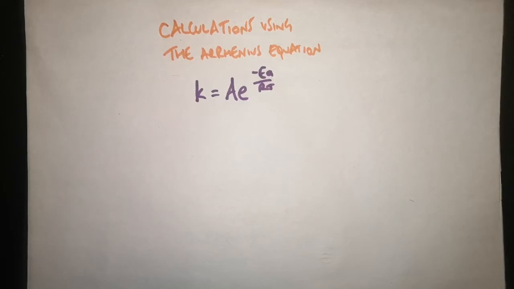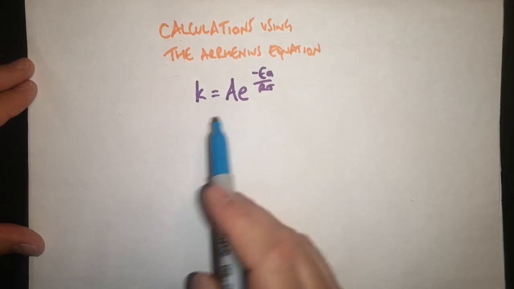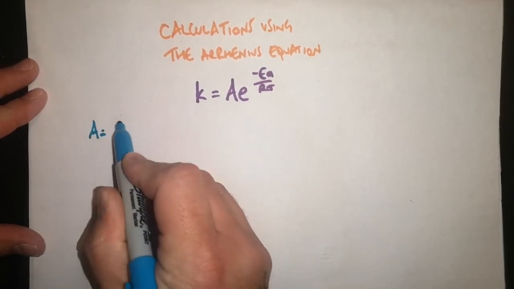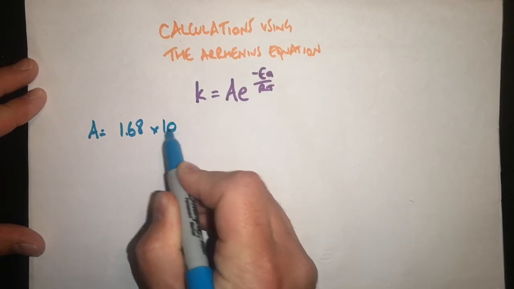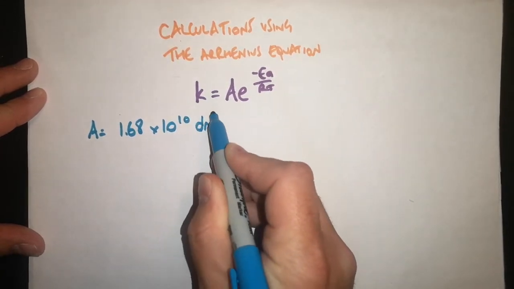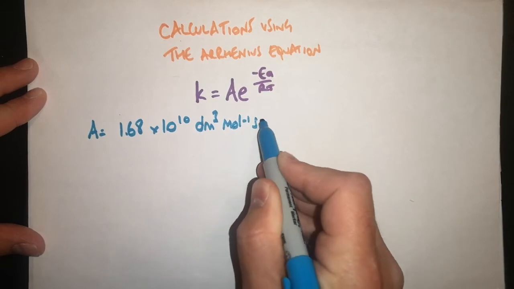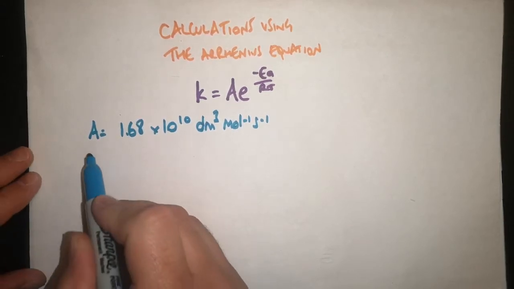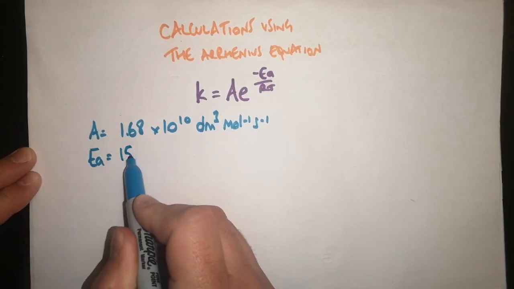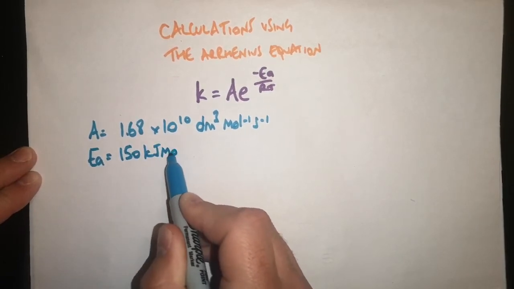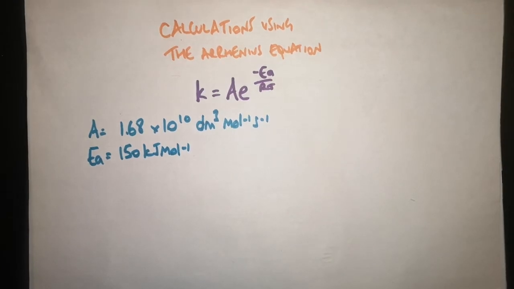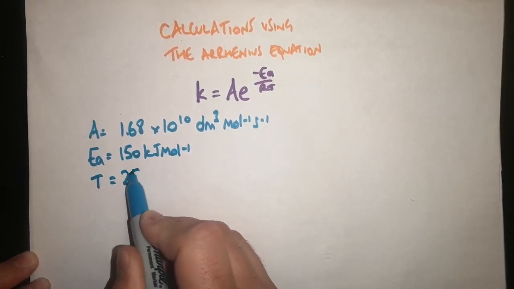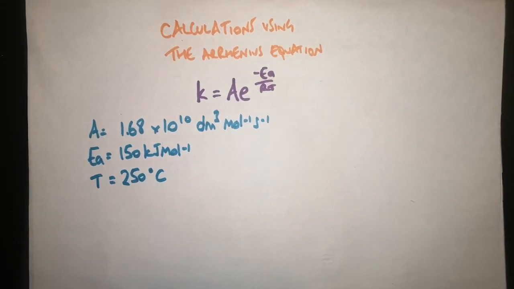So let's say that I had a reaction that had a frequency factor, or pre-exponential factor, of 1.68 times 10 to the 10 dm3 mol^-1 s^-1. So that is a set factor for this reaction. It has an activation energy of 150 kilojoules per mole, and we perform this reaction at 250 degrees Celsius. And the question is, what is the rate constant?